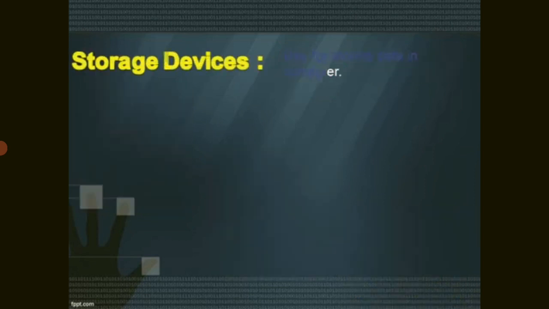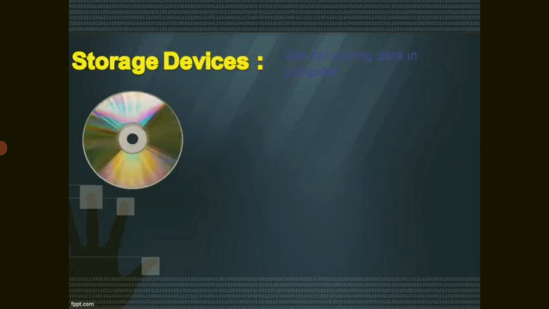Storage devices. The devices used for storing data are called storage devices. Hard disk is the main storage device which stores the entire work we do on a computer. Other important devices like CD, pen drive and DVD are also used to store information. CD. CD stands for compact disc. It is a round, flat and shiny disc that stores a lot of information.